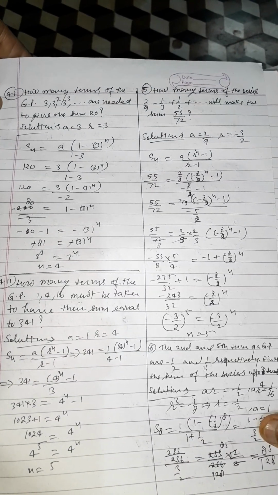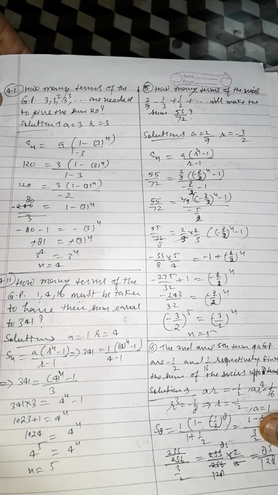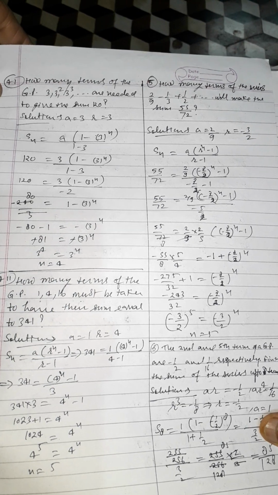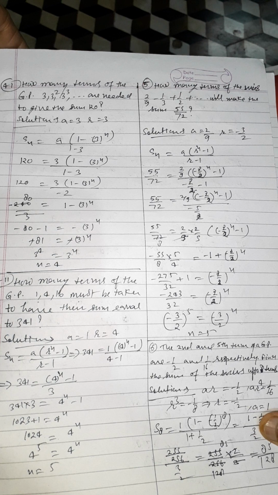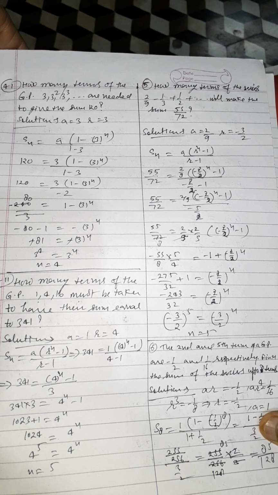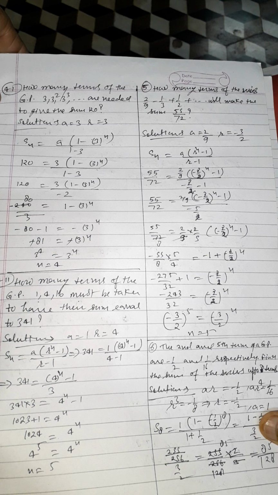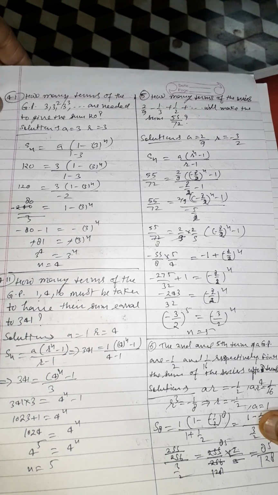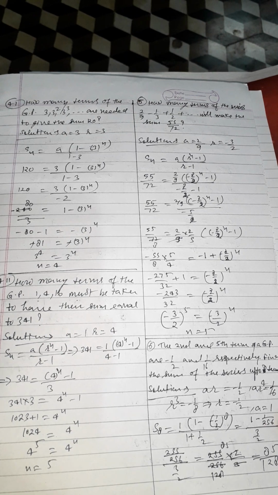4.1. How many terms of the GP 3, 3 square, 3 cube are needed to give the sum 120? Then solution. A is equal to 3, R is equal to 3, Sn is equal to A (1 minus 3 to the power n) upon 1 minus 3. 120 is equal to 3 into (1 minus 3 to the power n) upon 1 minus 3. It is 120 is equal to 3 (1 minus 3 to the power n) upon minus 2.